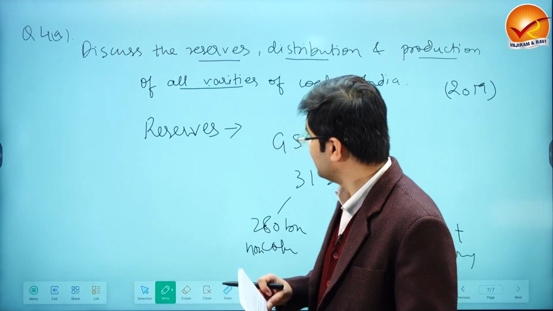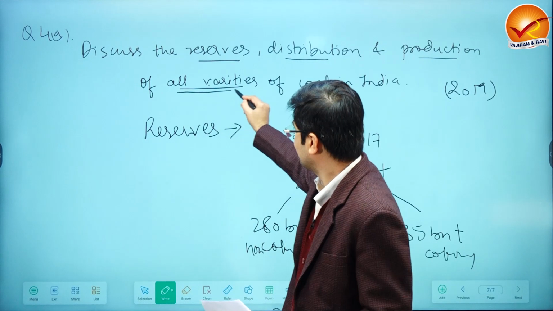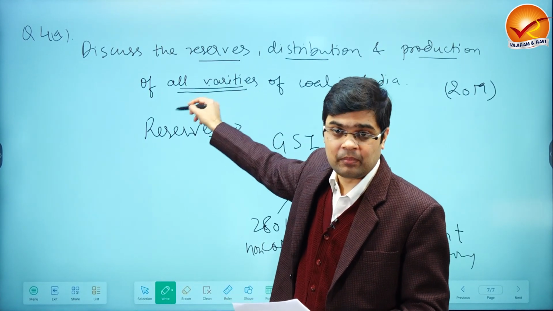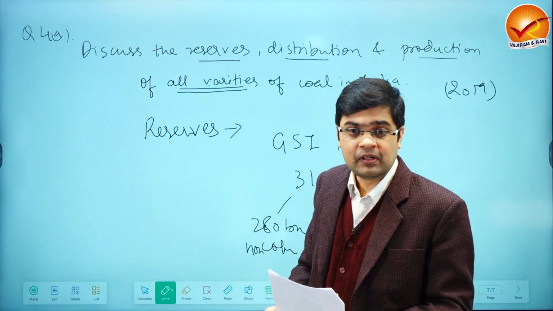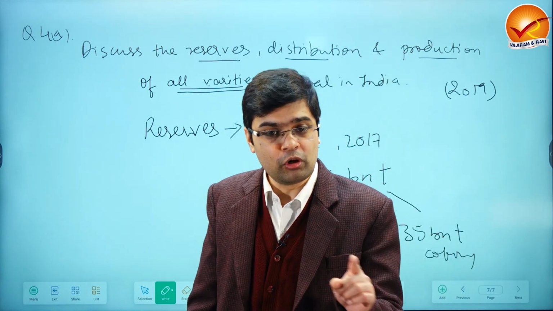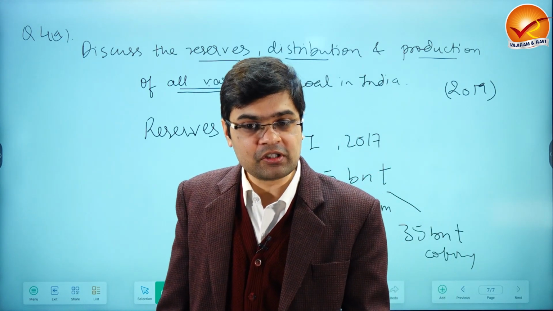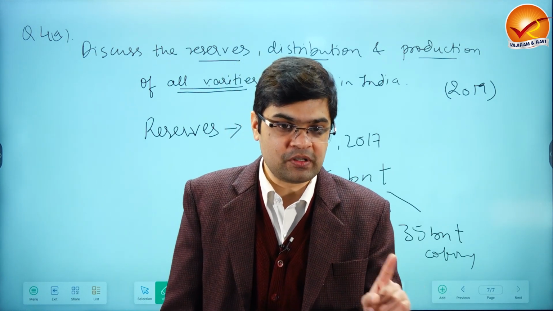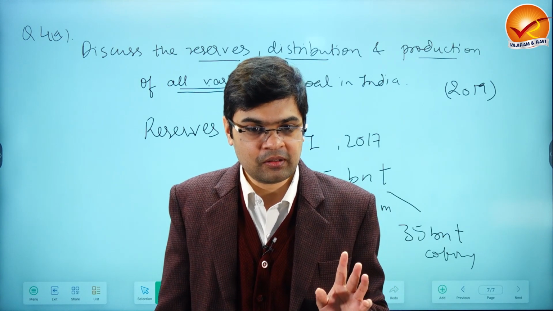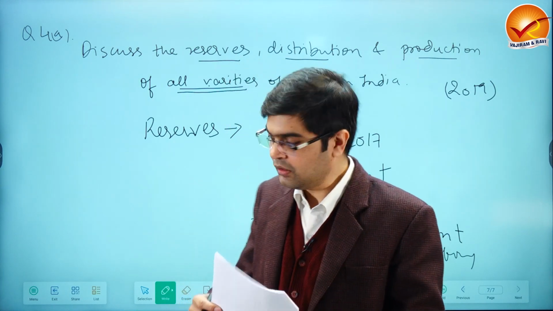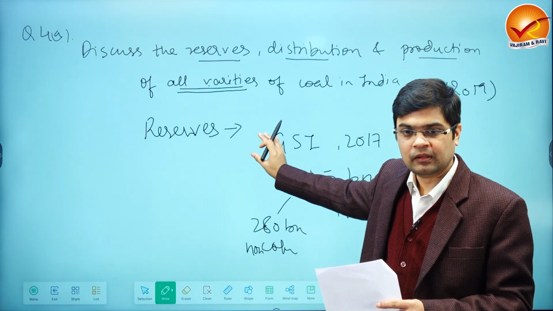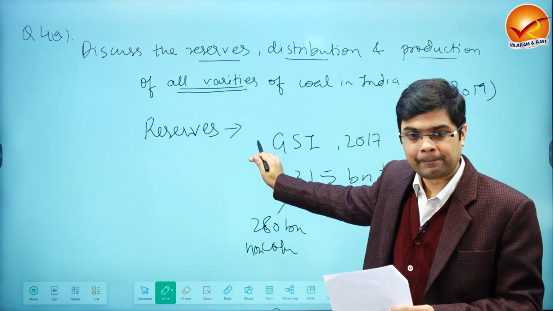Then yahan par they have written all varieties. Then you're going to tell the examiner that you also know what are the different varieties of carbon that are present. Then you can say we not only have reserves of Gondwana coal, but we have reserves of tertiary coal as well as lignite reserves are also present in the country. Okay? So one subheading, you talk about reserves.